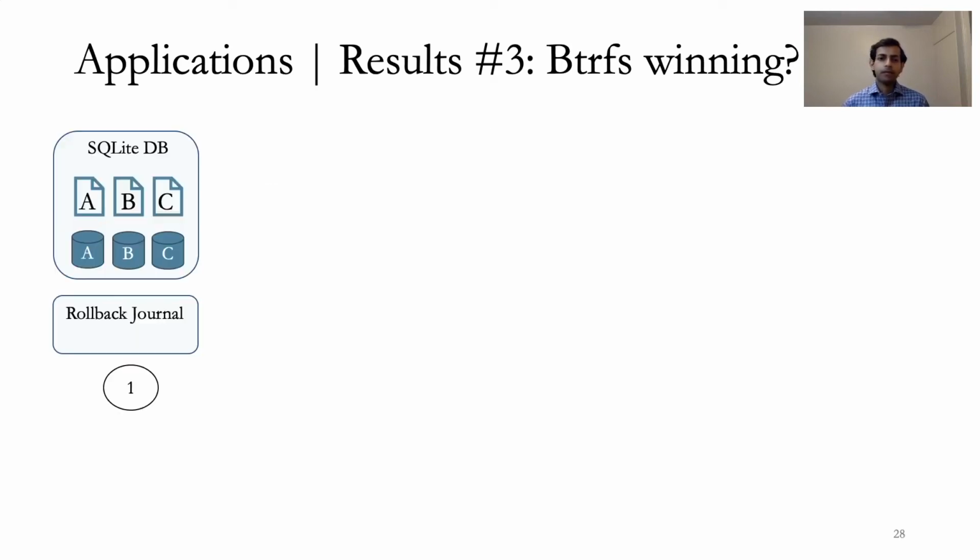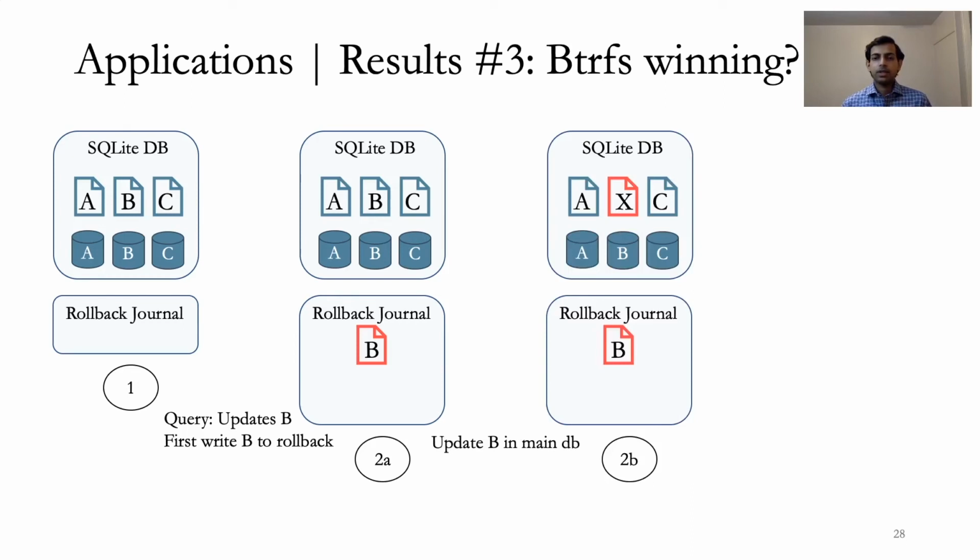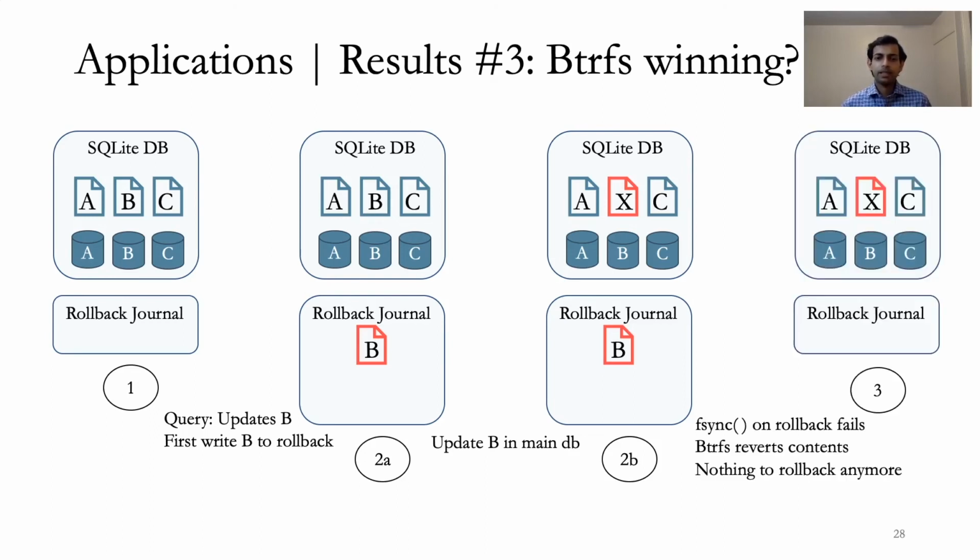So in SQLite, if you run a query that is going to modify a page, it first writes the original contents of the page to the rollback journal. That way you can always revert state if you abort the transaction. SQLite then proceeds to dirty the page in the main database with the updated value. And right before committing, it fsyncs the rollback first. It has to make sure that the rollback is safe before it can persist the main database changes. But if it fails here, it's relying on the fact that it can recover using the rollback.